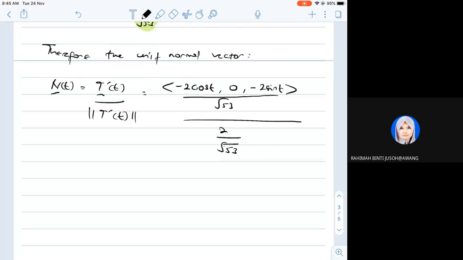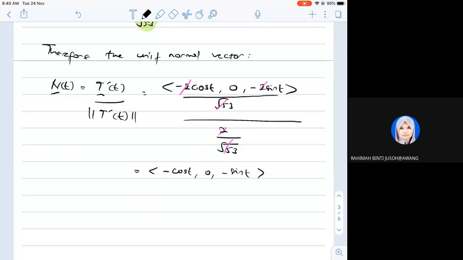As you can see here, the coefficients are the same, right? Negative 2 over square root of 53, so this can be cancelled. This also the same, negative 2 over square root of 53. So we can cancel all the coefficients. Therefore, finally, we will get negative cos t, 0 and negative sine t, like this.